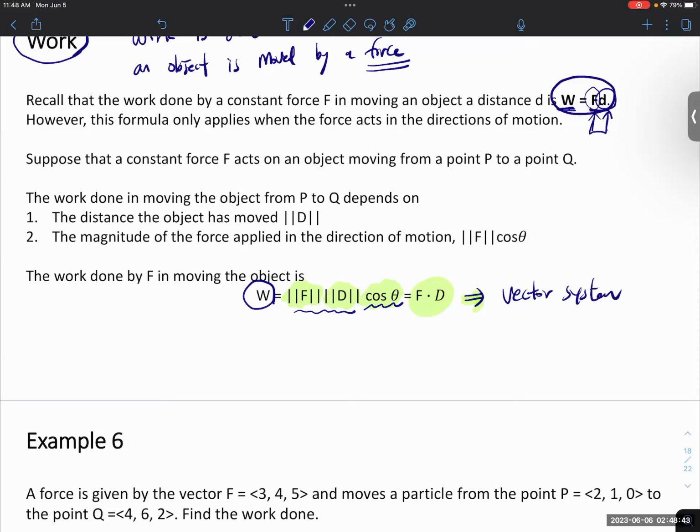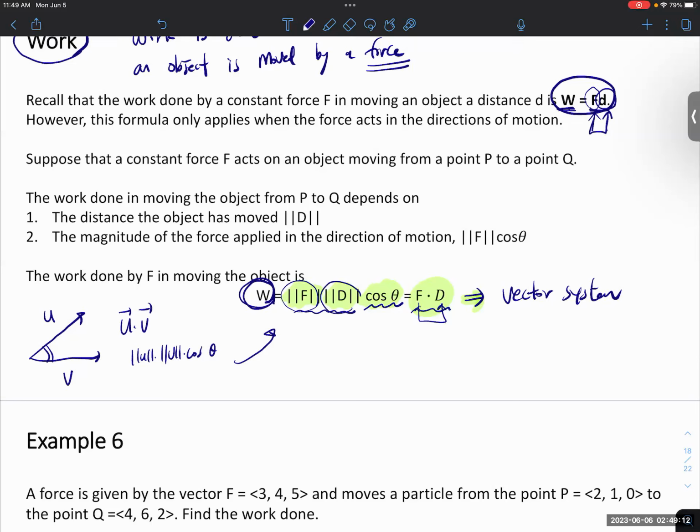So same thing we talk about if you have two vectors, u and v, we talk about the angle between them. To find the dot product, it is the magnitude of u times the magnitude of v times the cosine theta. The same thing applies here. Work is done by force times distance, and those are two vectors. Each force and distance is a vector. So the magnitude of force, magnitude of distance, cosine theta, that's going to be the work.